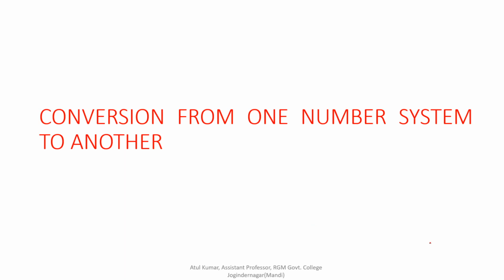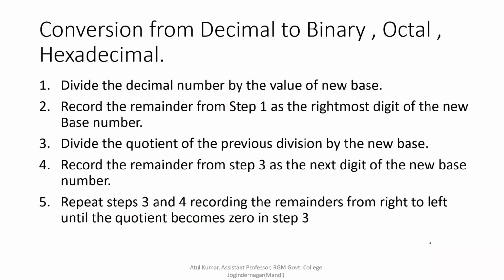So now we will see how to convert one number system into another number system. Firstly, we will see how to convert a decimal number system to binary, octal and hexadecimal. There are a few steps. The first step is to divide the decimal number by the value of the new base. Suppose we want to convert a decimal number into a binary number. The base of the binary number system is 2, so we have to divide that decimal number by the base 2.